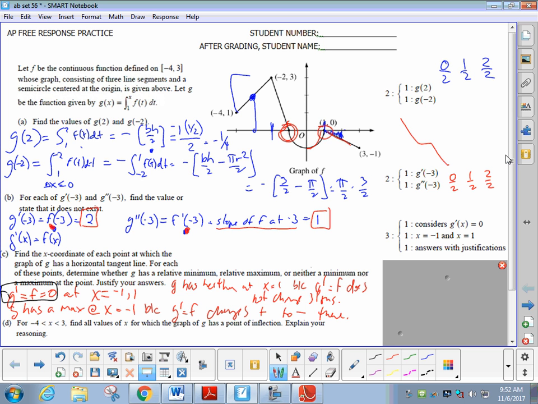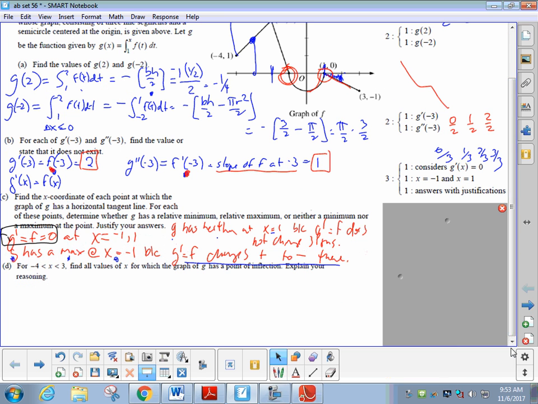First of all, did you include a subject for your conclusion? G, not it, not max. G has a max. Did you conclude max at -1? And did you say it well because G prime changes positive to negative? And furthermore, for that last point, you also had to conclude G has neither at x equals 1 because G prime doesn't change. So, all said then, that third point had a lot going on for it. Give yourself 0 out of 3, 1 out of 3, 2 out of 3, or 3 out of 3.